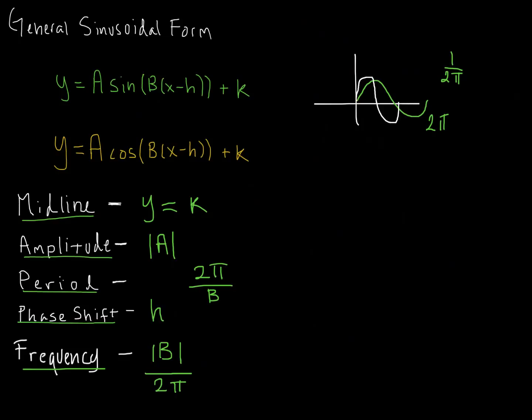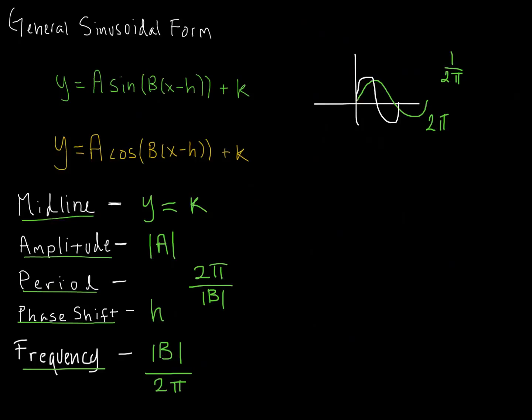And it should be reminded that this is also supposed to be the absolute value of b, for the same reason that a had to be the absolute value for the amplitude. Whether it's positive or negative, it isn't going to change the period or the frequency. You might think of period and frequency as being the inverses of each other, right? So the period is 2 pi divided by the absolute value of b, and the frequency is the absolute value of b divided by 2 pi.